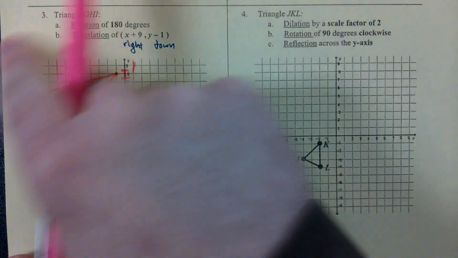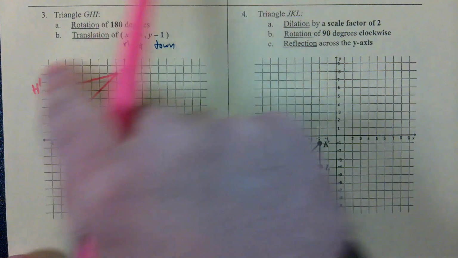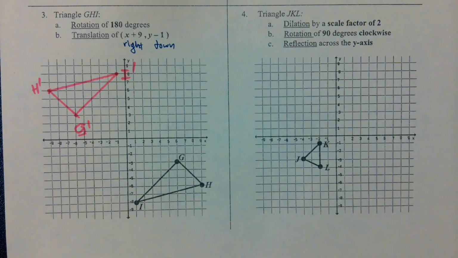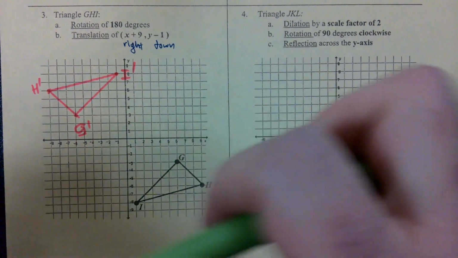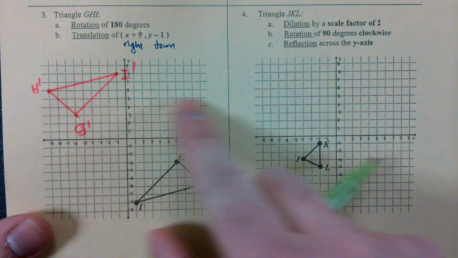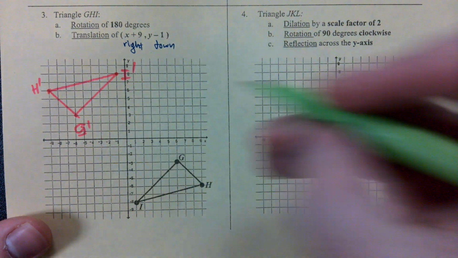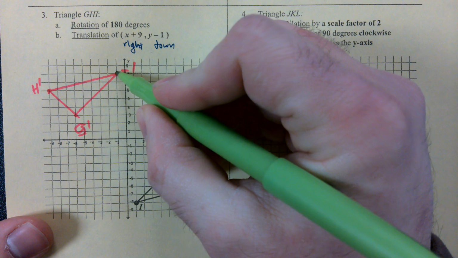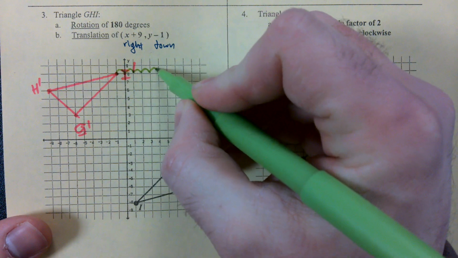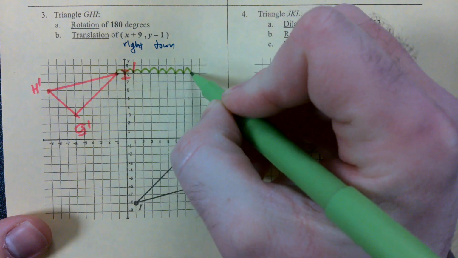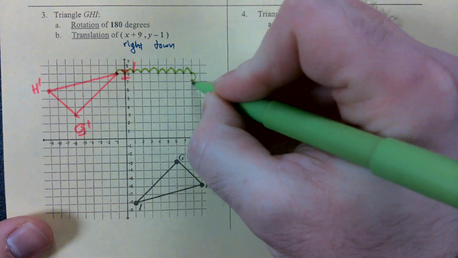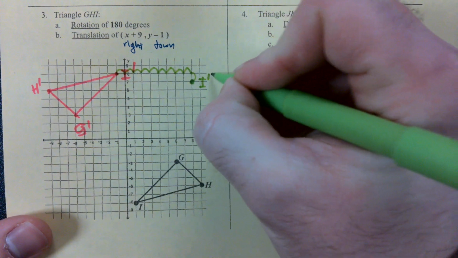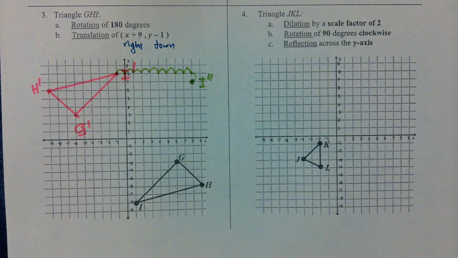So that tells you right there, hey, I need to be using this new pink triangle, my G prime, H prime, I prime, and actually translating that. So let's do that. Let's translate G prime, H prime, I prime, 9 units to the right and 1 unit down. I'm going to start up here at I. 1, 2, 3, 4, 5, 6, 7, 8, 9. And 1 unit down. There's I double prime. Right there.